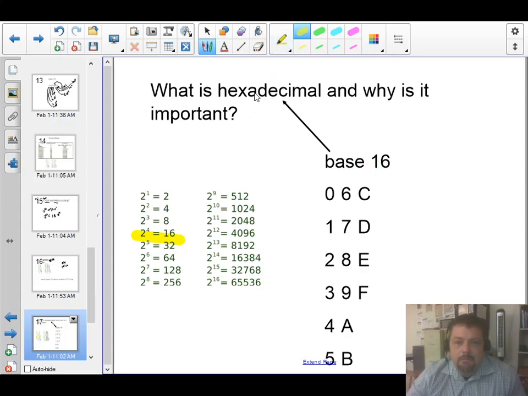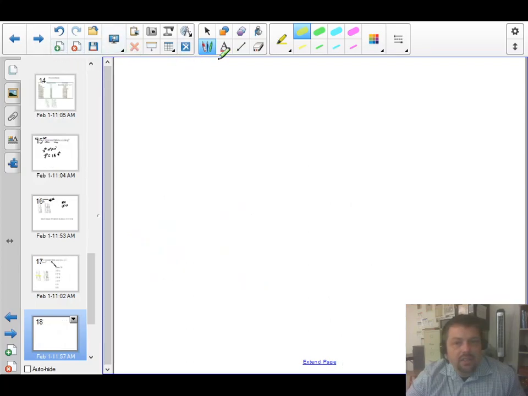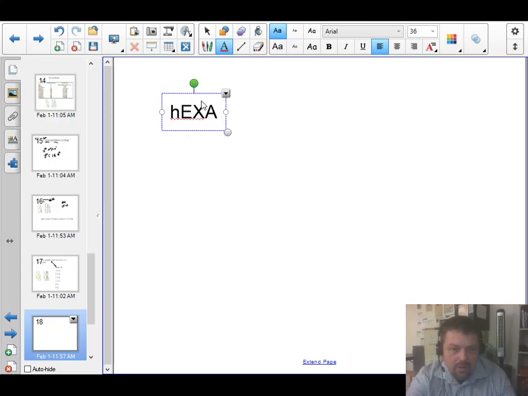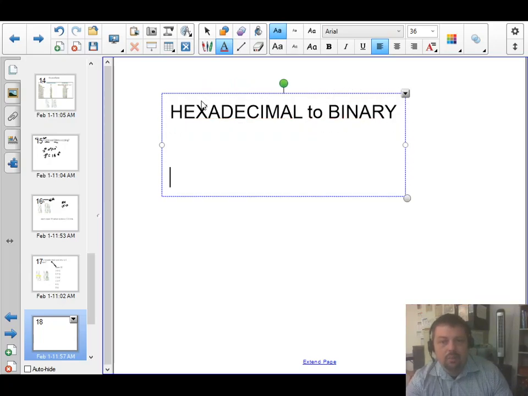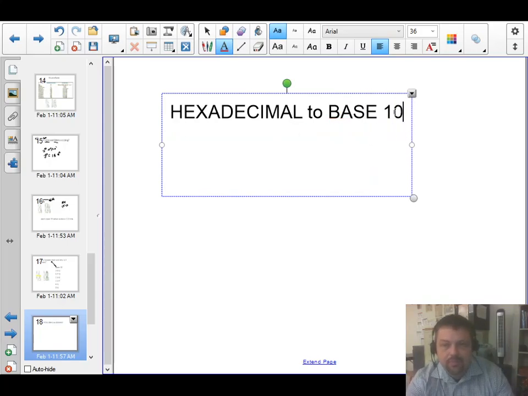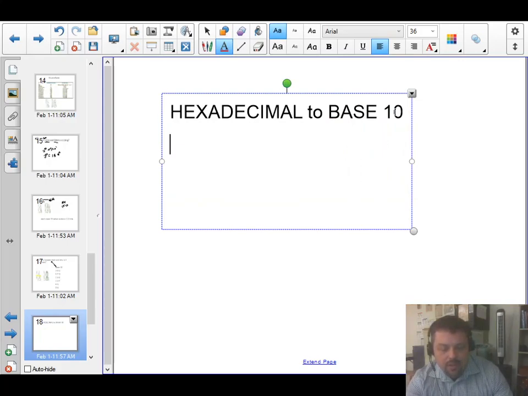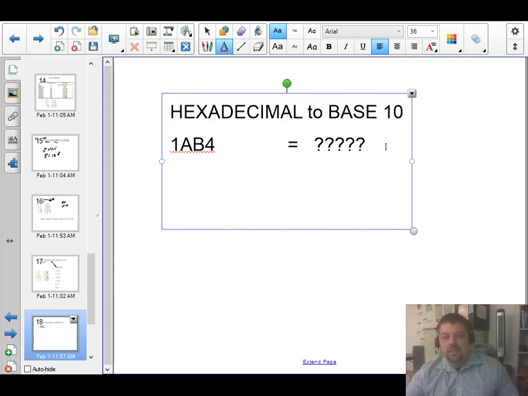All right, so let me give you an example of a hexadecimal number. These get a little more complicated, but it's kind of a fun little exercise. So let's just do a hexadecimal to binary example. Well, that'd probably be too complicated. Let's do the base 10 first. So we'll do 1AB4. So what is that in base 10?